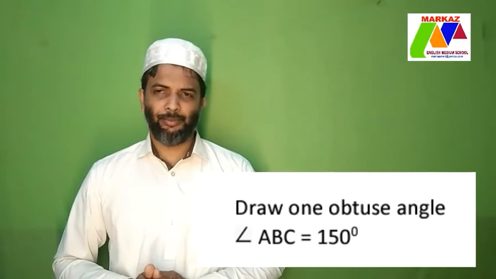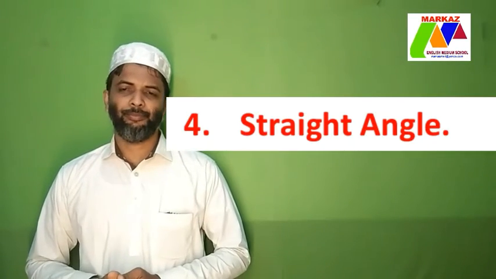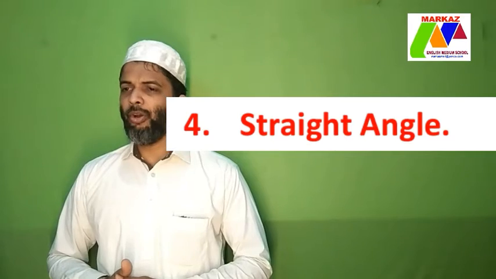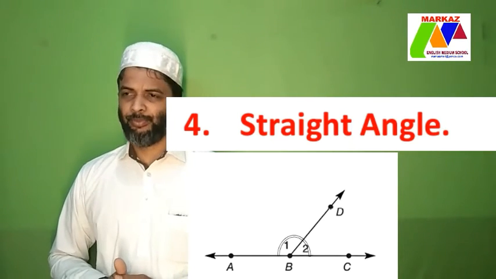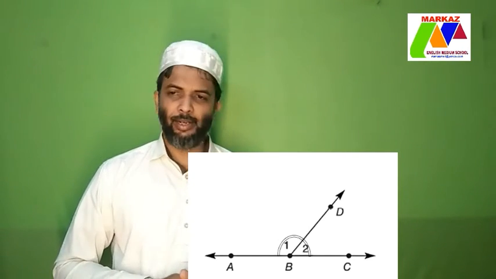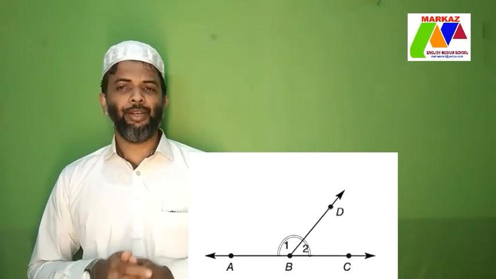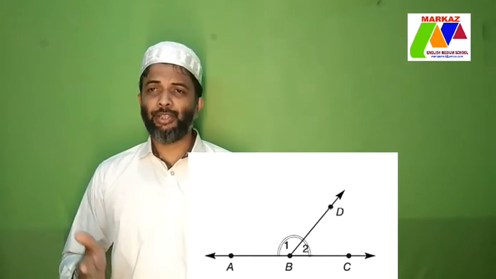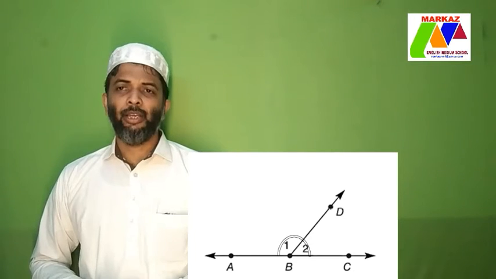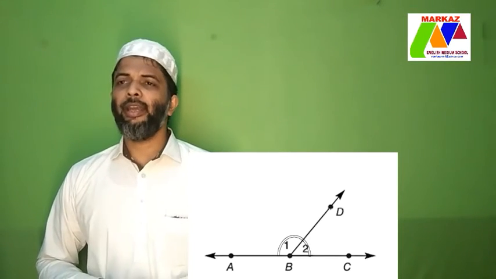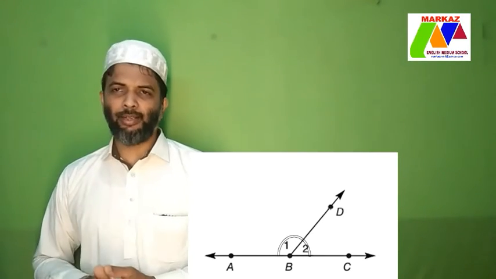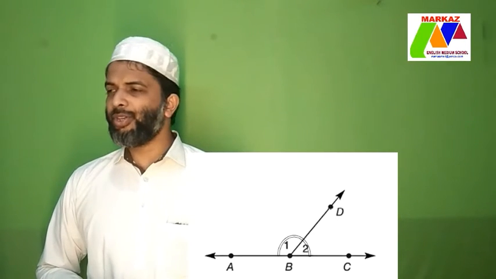Fourth one, straight angle. What is a straight angle? If we draw a line across another line, there will be an intersection point and there are two angles. The total measure of those two angles will be 180 degrees. If one angle is 65 degrees, the next angle will be 115 degrees. If the total measure of angles in a straight line is equal to 180 degrees, it is called a straight angle.